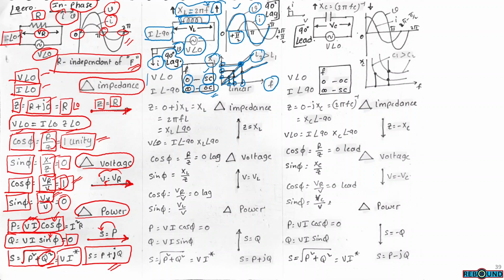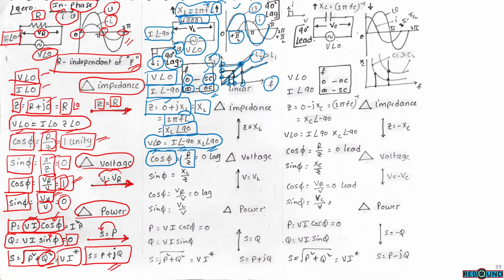So finally, applied voltage V at an angle 0, current will be I at an angle minus 90. Z is R plus jXL, R is 0. So finally, Z equals XL, XL equals 2 pi FL, XL is at an angle plus 90. V equals I into Z, V is at an angle 0, I is at an angle minus 90, XL is at an angle plus 90.